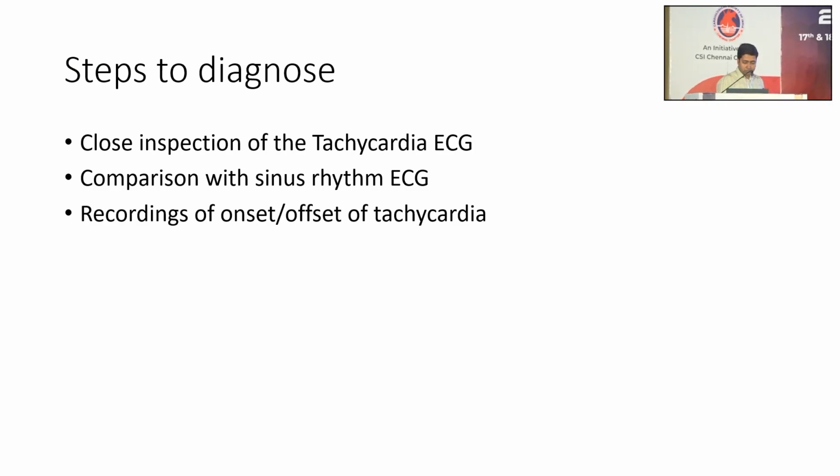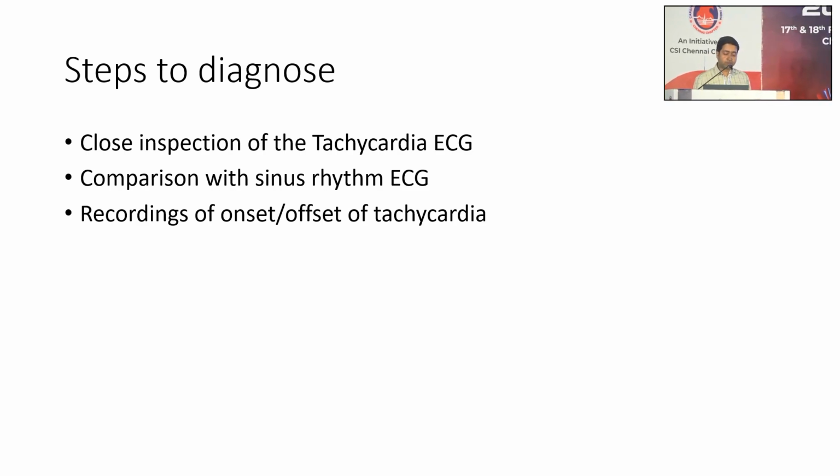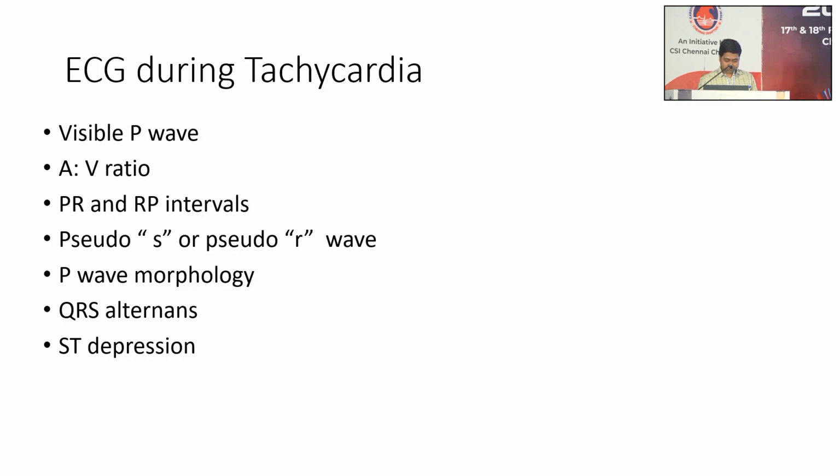The first step is a close inspection of the tachycardia ECG, then comparison of that tachycardia ECG with the sinus rhythm ECG. If we have any Holter tracings or any ECG showing the onset or offset of the tachycardia, then that will be very useful in coming to a diagnosis.